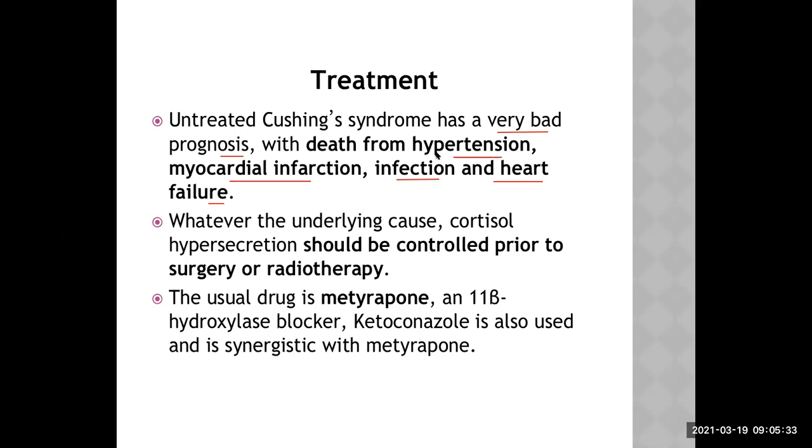Another explanation you can give: hypertension is an important risk factor for myocardial infarction, and myocardial infarction itself can lead to heart failure. Okay, infection is quite common in Cushing syndrome because it is an immunocompromised situation. Remember, whenever there is excessive steroid in the body, that person becomes immunosuppressed. So infections are quite common.